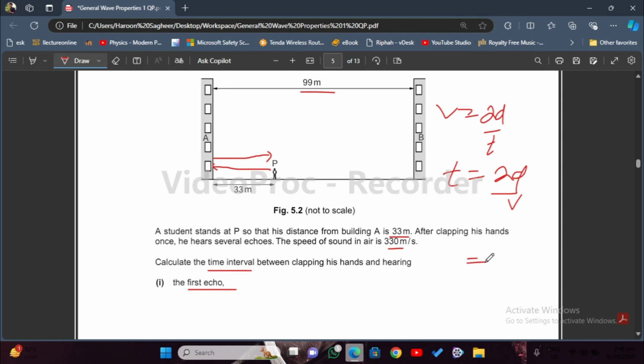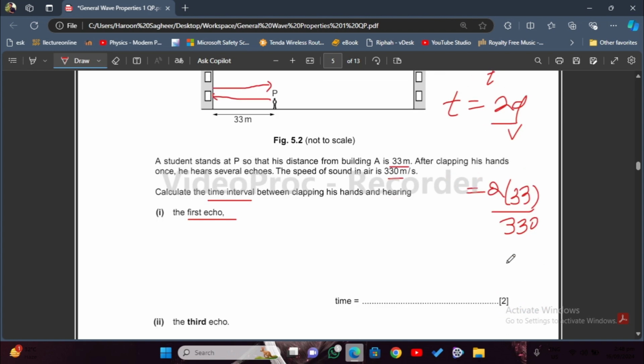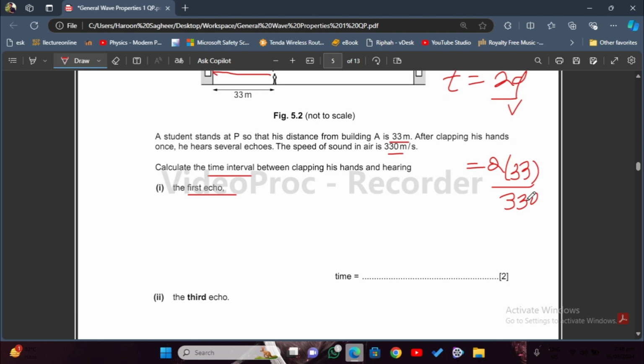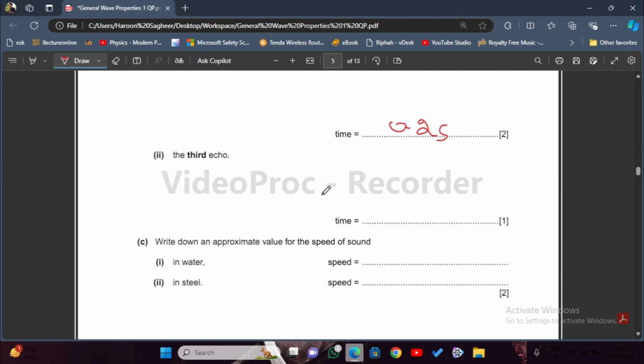Let's plug in the values. It's 2 into 33 divided by 330. Now let me calculate the time interval for the first echo. So that is basically 66 divided by 330, which is 0.2. That will be the time taken for first echo. Now in order to find the third echo, we will just multiply the first echo with 3. That would become 0.6 seconds. There we go. That is the time taken for the third echo.